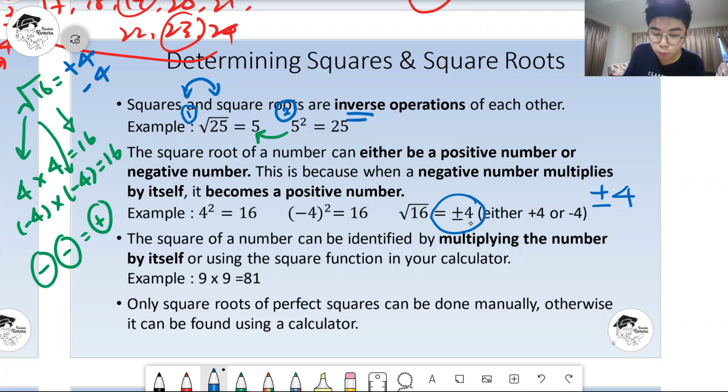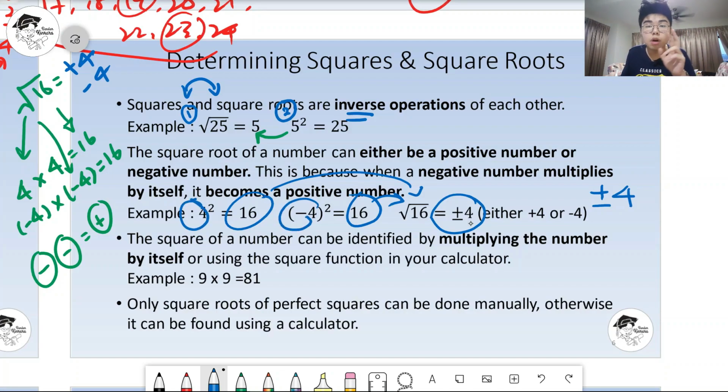Sebab you see here 4 square, okay, ataupun 4 kuasa 2 akan bagi you 16. Negatif 4 kuasa 2 juga akan bagi kamu 16. Okay, so when you do square root on a jawapan here, you realize you get either positive or negative. Sebab positif 4 ni dengan negatif 4 ni, kedua-dua nombor ni punca untuk number 16. Okay, punca dia untuk number 16.